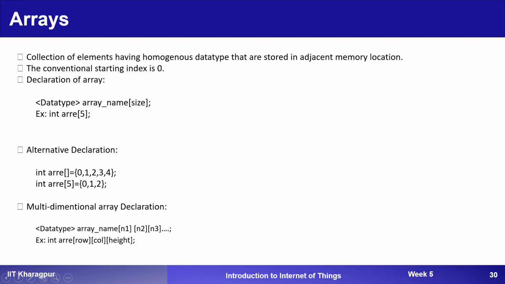Now the multi-dimensional array declaration. In case of multi-dimensional arrays, first of all you have to mention the data type, the name, and the different dimensions, for example n1, n2: rows, columns and height. So here in this example, int arr, then the row size, column size and the height.